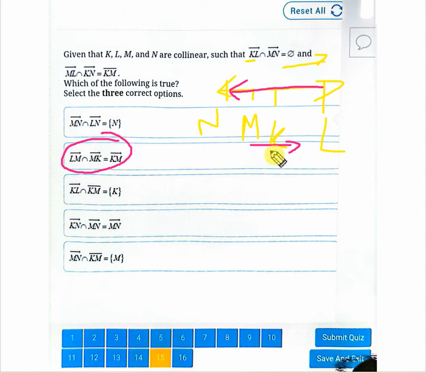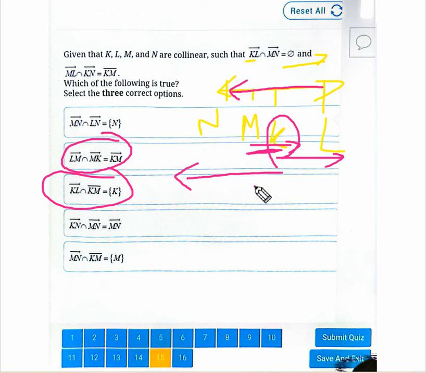So then the other one, KL and KM. Segment KM. So where's the meeting point? Yes, it is K, because look, they're only meeting at this point. Then there is KN, K and N in this direction, and M and N, M and N in this direction. Where do they meet? M and N. Good job, this is also one of the answers.